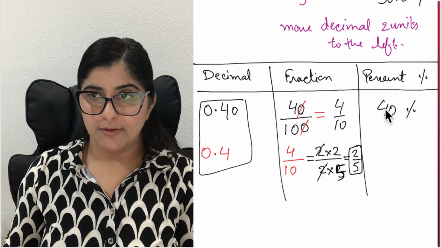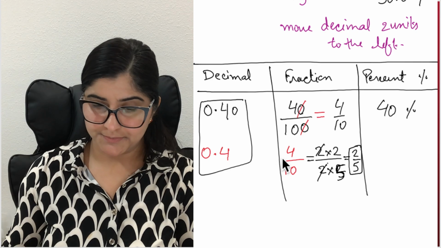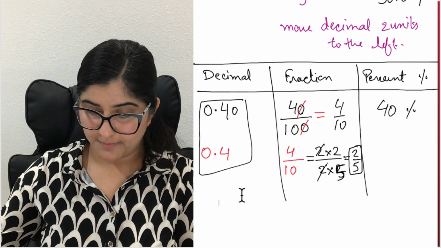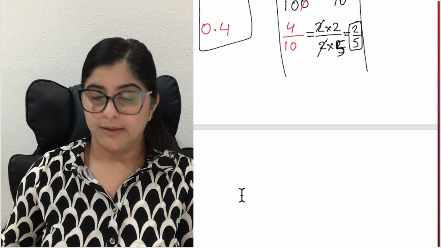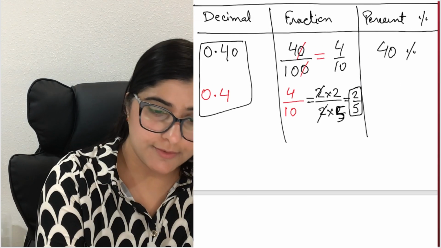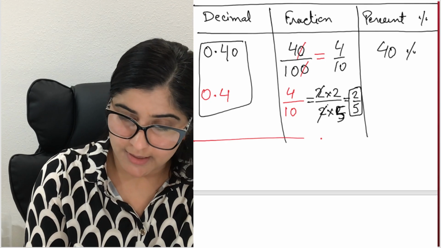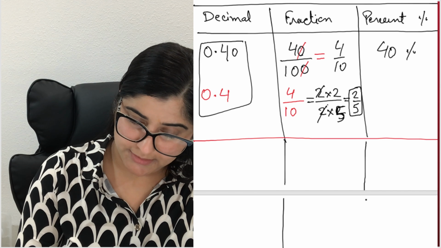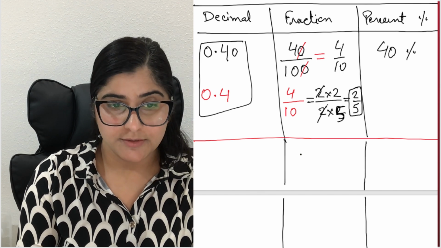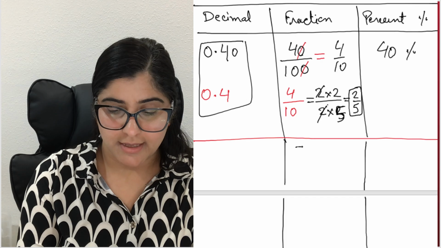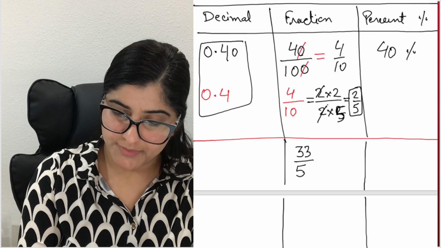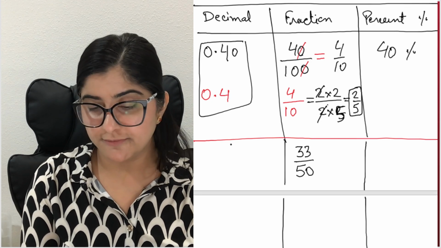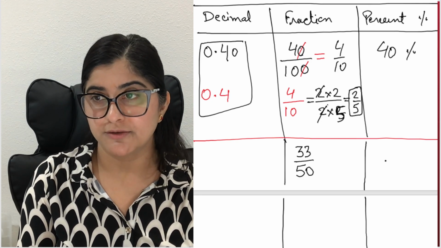Okay, so let's now do one more question. If you are given a fraction, how do you change the fraction to the percentage and decimal? Suppose we are given 33 over 50. This is a fraction. Now the question is, find the decimal representation of this and find the percentage representation of this.